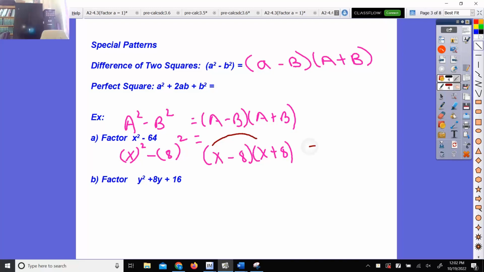First term generates an x squared. Outside generates a positive 8x. What's the inside generate? Negative 8x. What's an 8x take away an 8x? 0. Because they cancel. And then negative 8 times positive 8. It's the same thing. It's just how it factors.